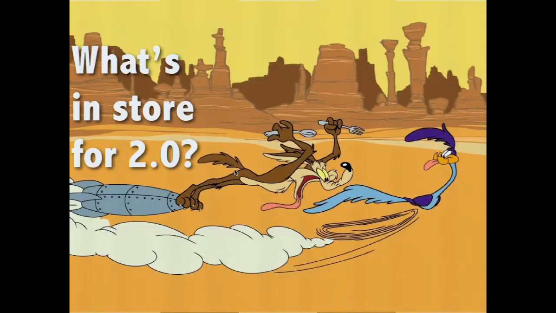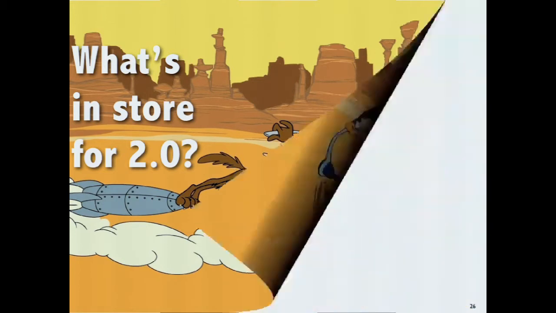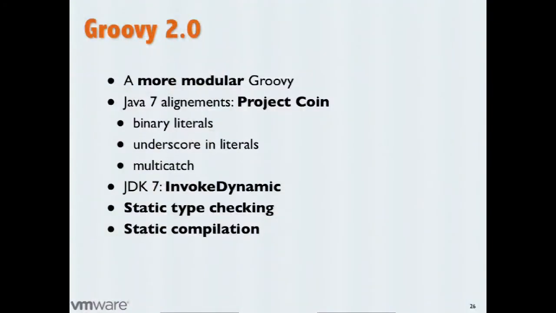So we released Groovy 2.0 in June, and since then we released some other dot releases. The current version is 2.0.4 with bug fixes and so on. So what's in store? The key themes are modularity, Java 7 alignment with Project Coin, and also the invokedynamic support. And there's a static theme with static type checking and static compilation. Let's have a look at that.